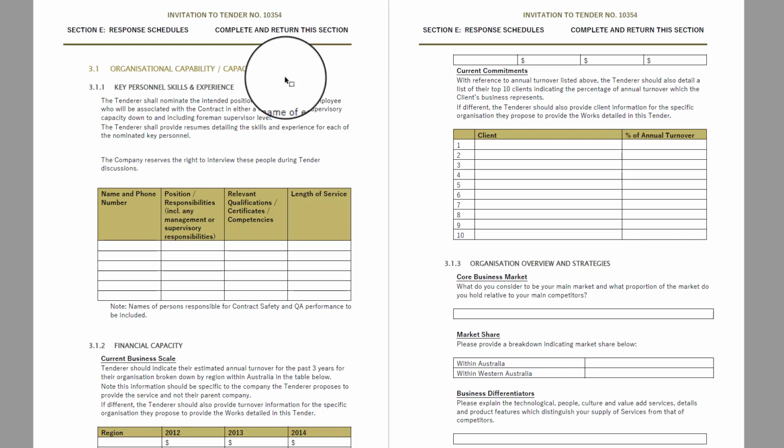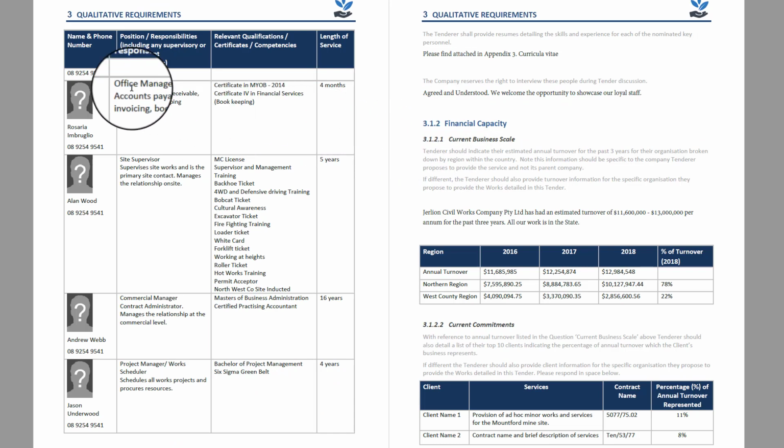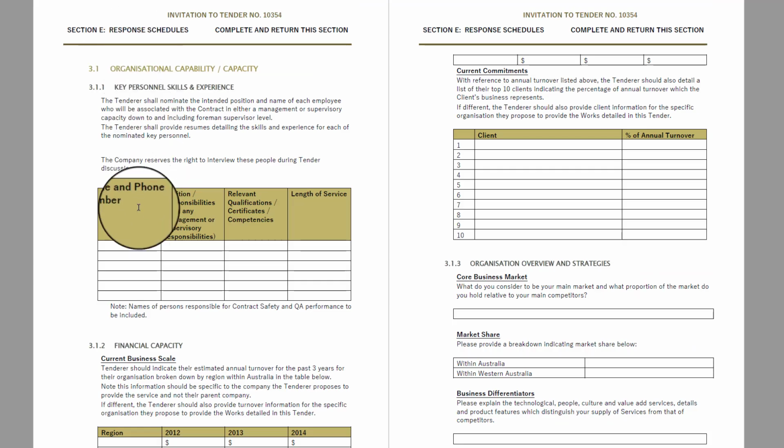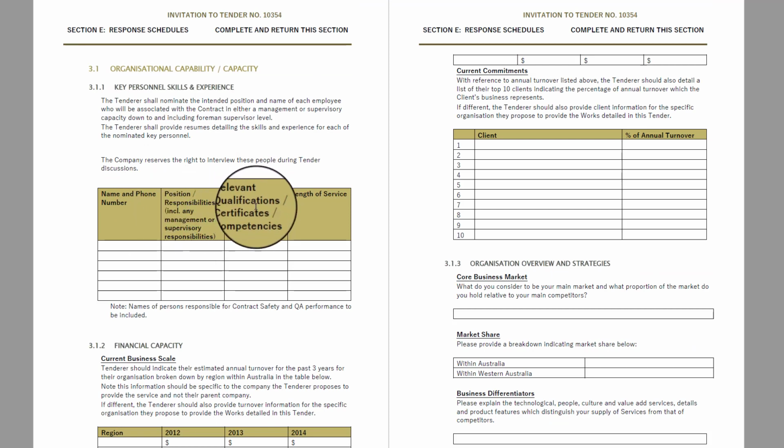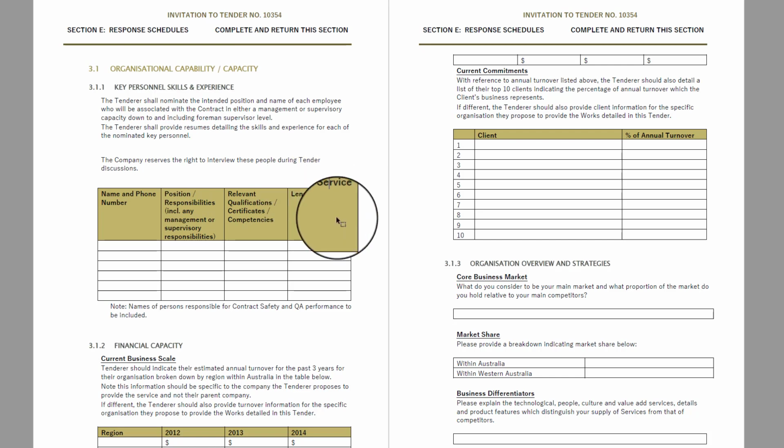So let me show you how I have responded to this. So they have asked for resumes detailing the skills and experience. Bear in mind, a resume is a summary. That's basically what the word means, of the curriculum vitae. Curriculum vitae is the story of that person's working life, whereas a resume is a relevant summary. I have created a response. They've asked for, quickly go back, name and phone number, position, responsibilities, relevant qualities, and length of service. They like to know the length of service because they like to know that you have loyal employees. If you have a low staff turnover, you should totally tell them that.